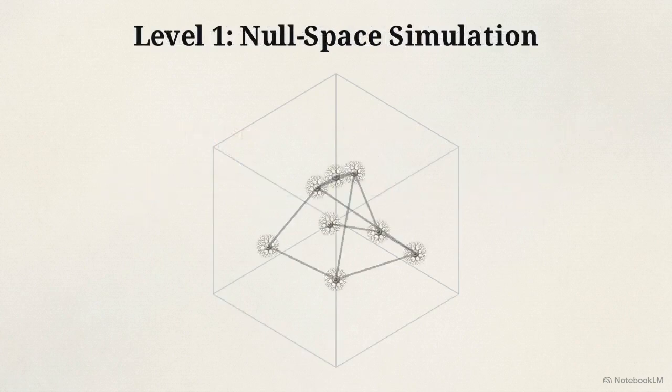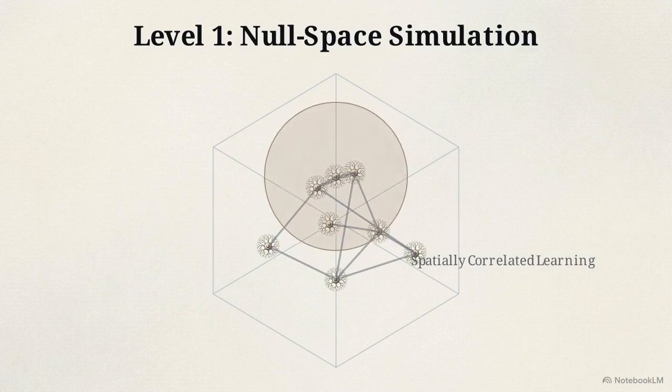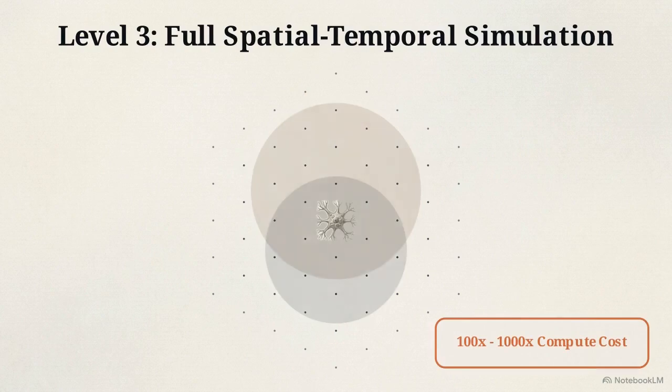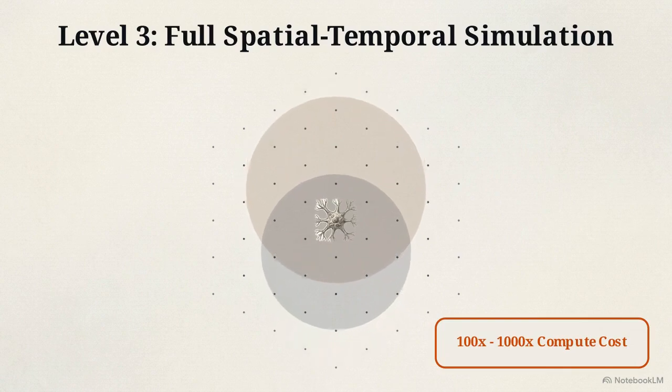We begin with Level 1, a null-space simulation. The network uses instantaneous connections, but we apply spatial geometry to dictate how weights learn, isolating the benefits of spatial coordinates. The destination is Level 3. At this fidelity, signals propagate as continuous physical waves through a 3-dimensional grid, interacting with dynamic chemical fields that evolve at their own independent rates.